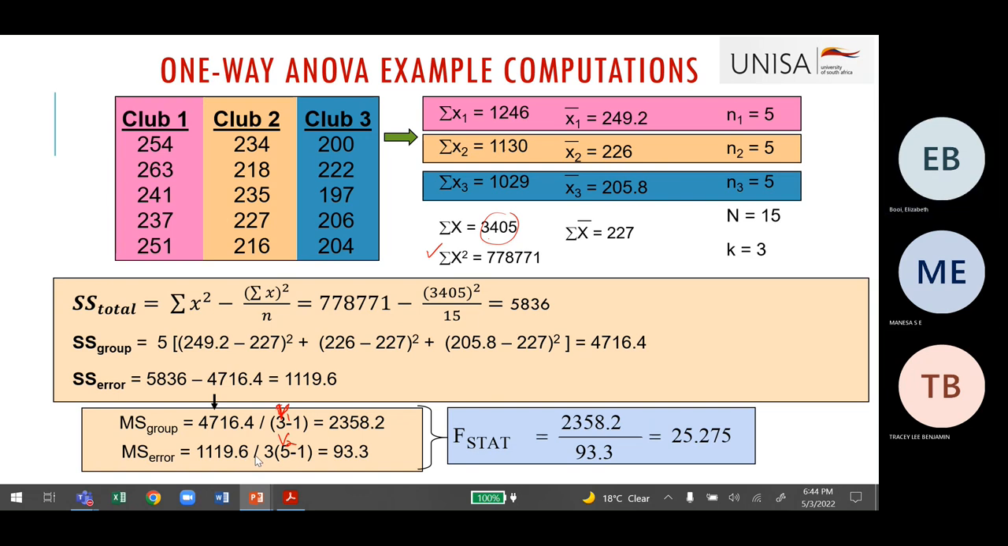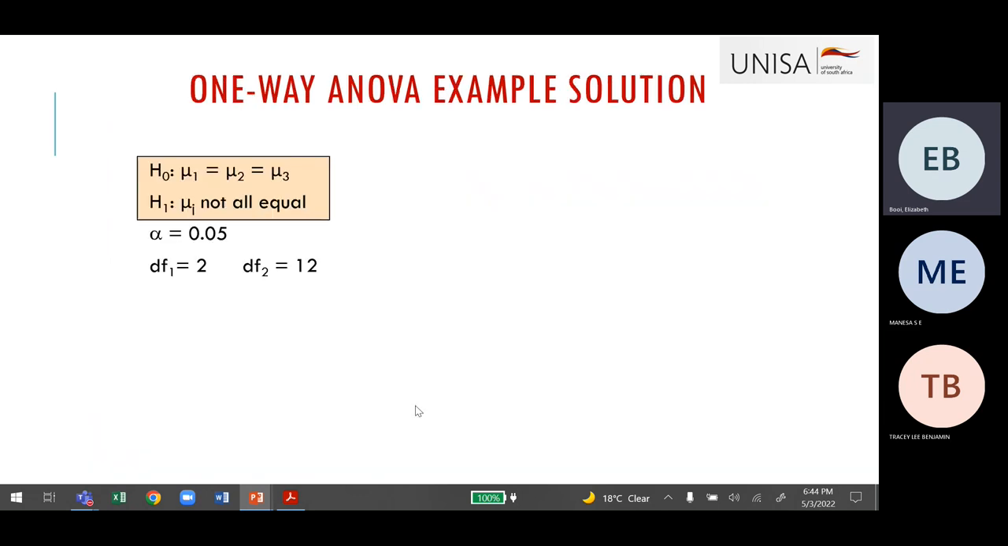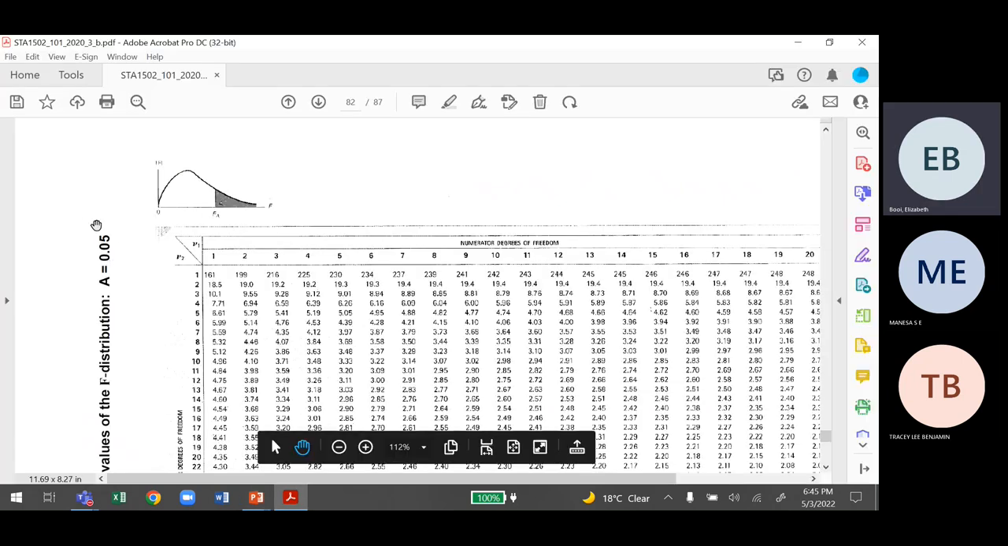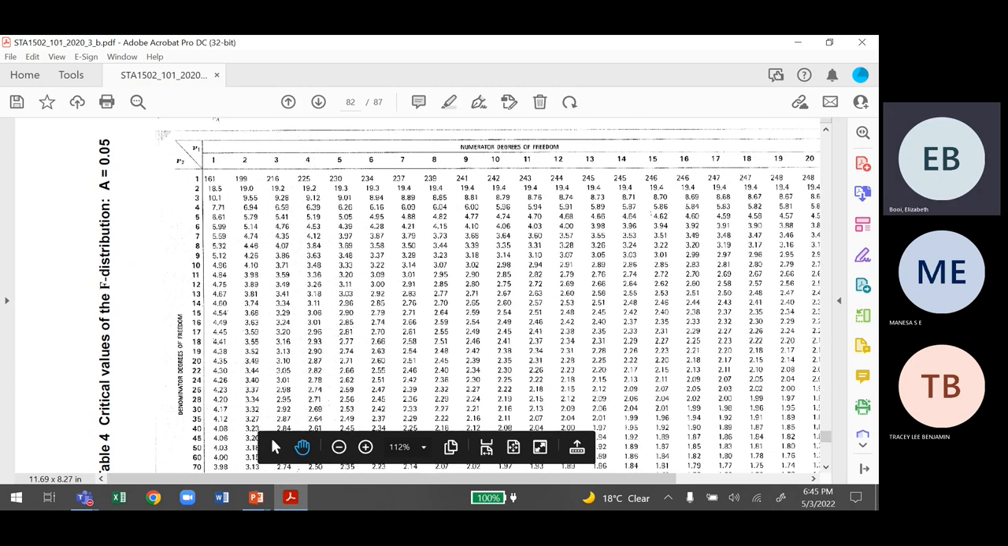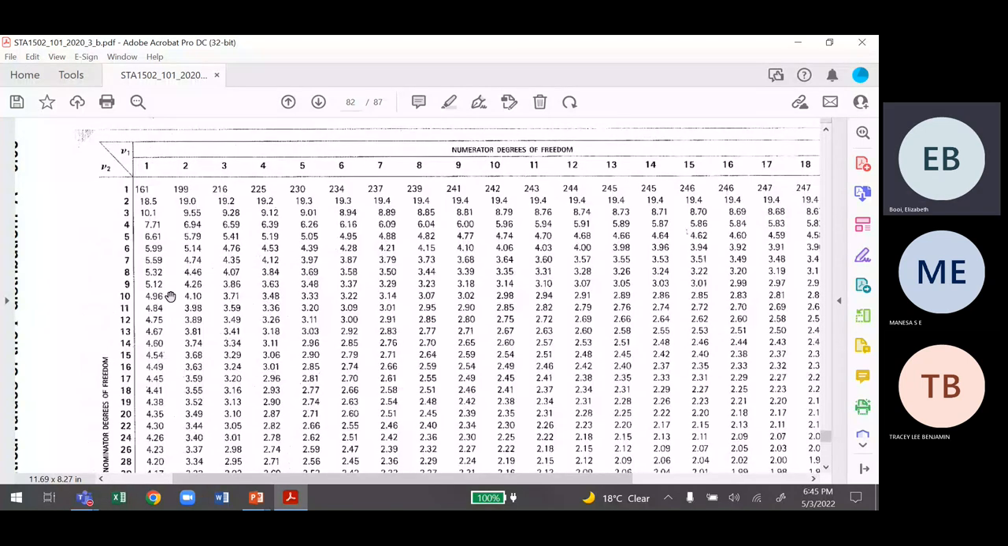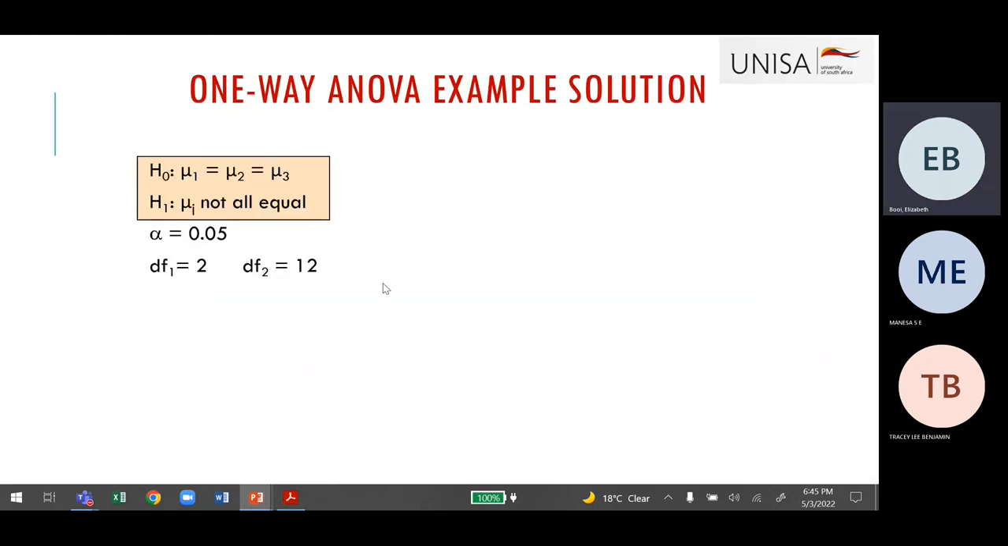4 times 3, which is 12. So we do have our V1 and V2, and we can go to the table. Our alpha is 0.05. We look for V1 of 2 and V2 of 12, and where they meet, that is our critical value. That's how you identify your critical value.